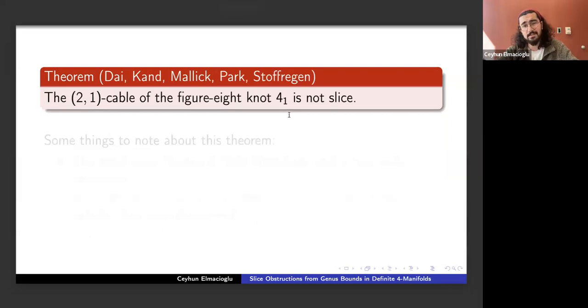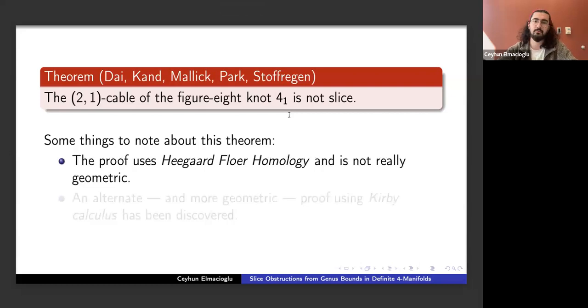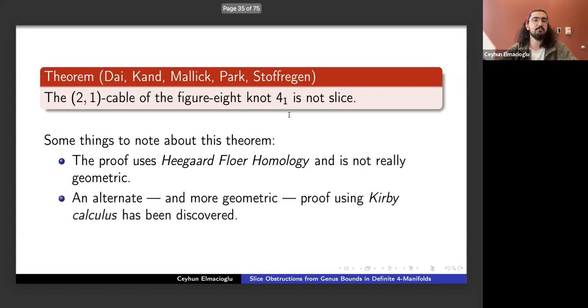And the fact is that for the figure 8 knot, the 2-1 cable is not sliced. This was proved using Heegaard Floer homology. Some things we have to note about this theorem are that first, it is not a particularly geometric method, and it's very complicated. I will not talk about this today.